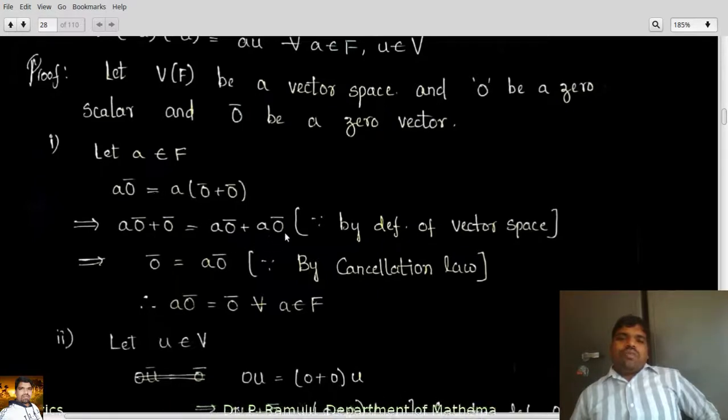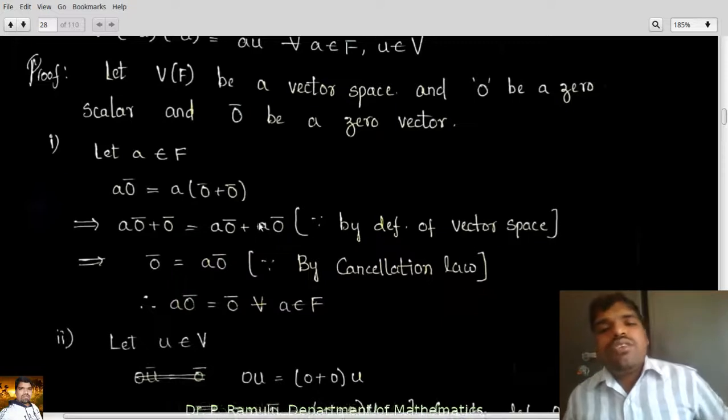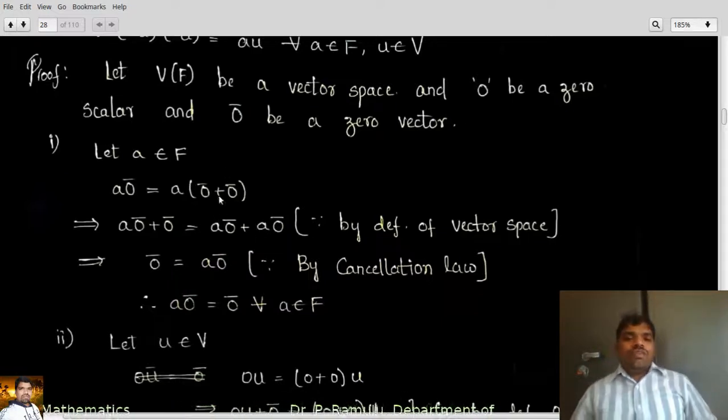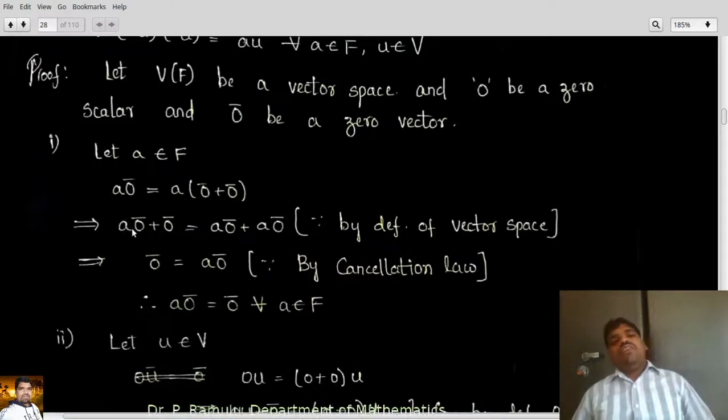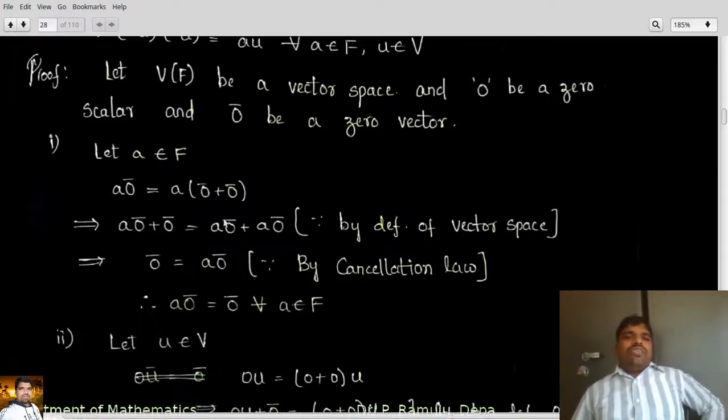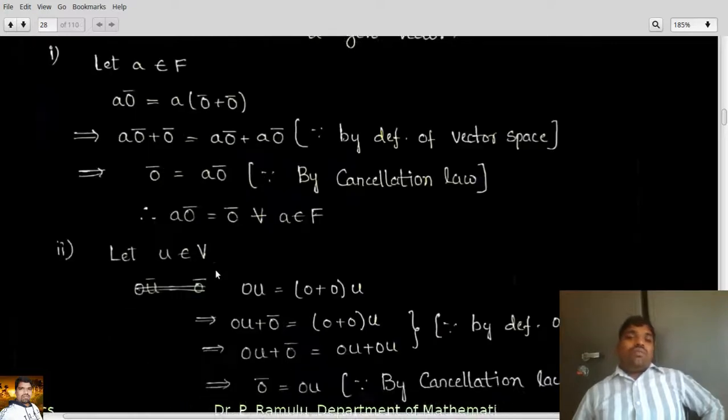According to vector space condition 7, c into (u plus v) equals c u plus c v. That's why I am writing a 0 bar plus a 0 bar equals a 0 bar. By the cancellation law, these two elements cancel out, and we get a into 0 bar equals 0 bar. Therefore a into 0 bar equals 0 bar for all a belonging to F.